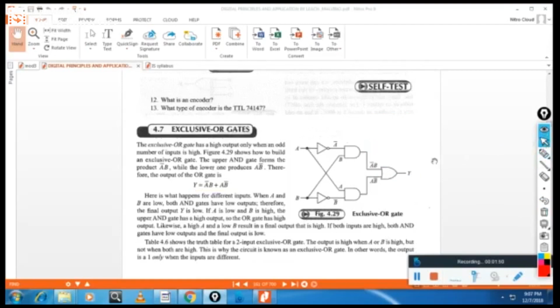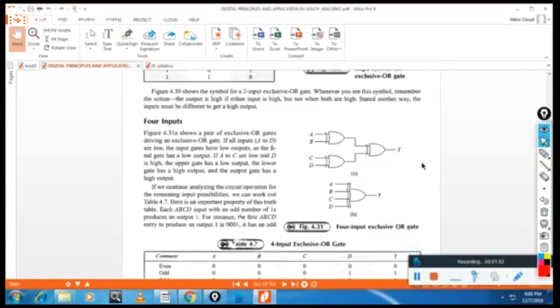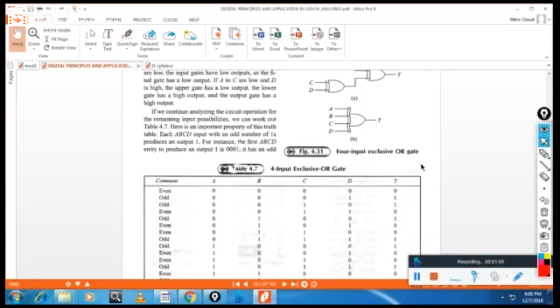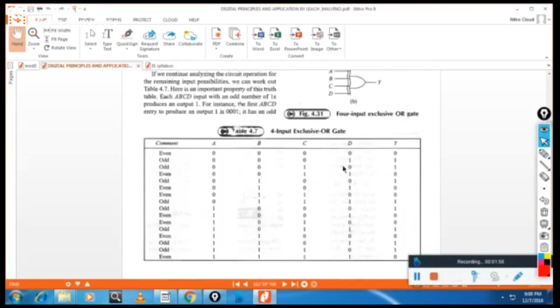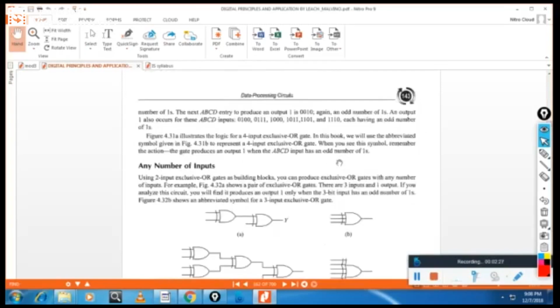So now we'll proceed to see the 4 input exclusive OR gate. On your screen you can see the 4 variables which can give 16 possible combinations, and the output based on an odd number of inputs being high. Here you can see it is 1, here it's 1, here an even number of inputs, so 0, here 1, and here also 0, here 0, here it is 1, like this. This is the 4 input exclusive OR gate, and it can be represented like this.